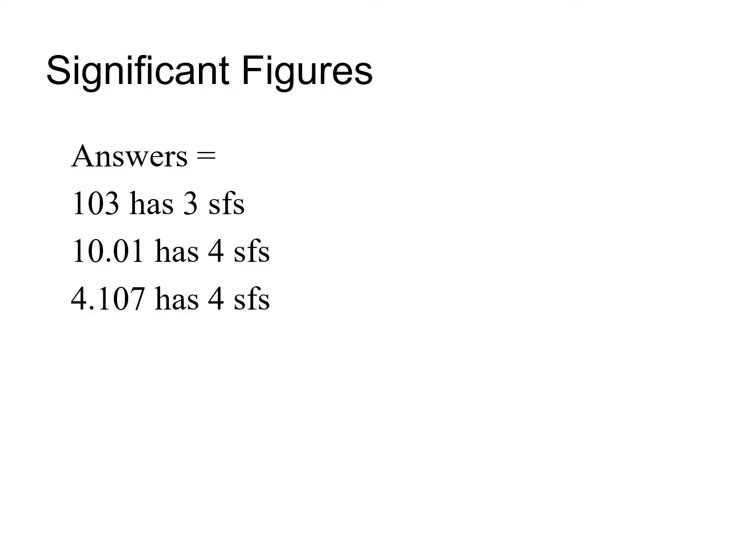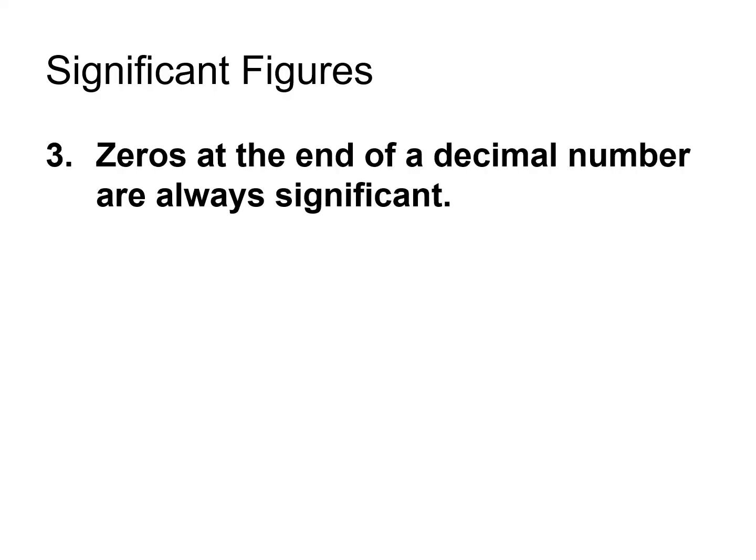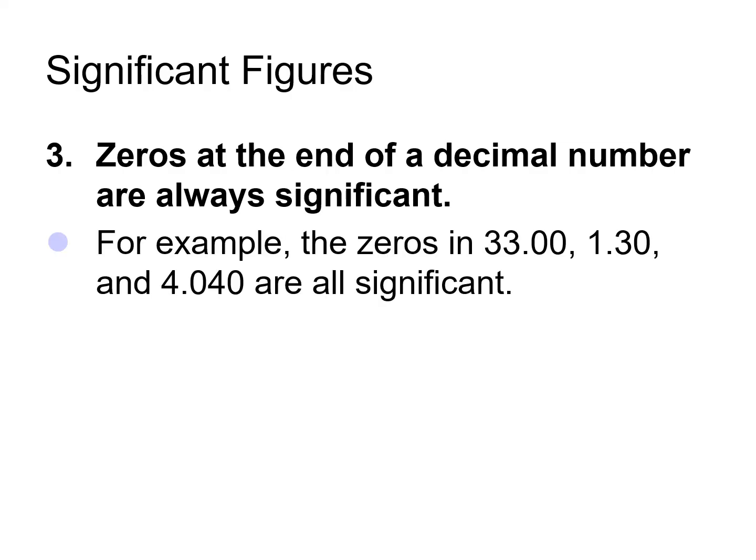The zero counts. So if zeros in between numbers count, now the question remains, what about zeros that are not between other numbers? If the zero is at the end of a number that has a decimal, it is significant. It counts. We have 33.00. Those two zeros count. 1.30, that zero counts. 4.040, the zero between the fours counts because it's an embedded zero that's between two significant figures. The zero on the end counts because it is a decimal number.